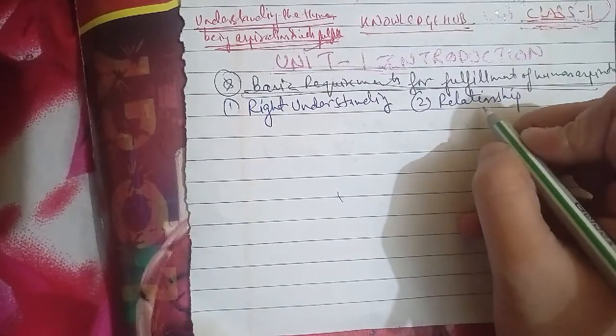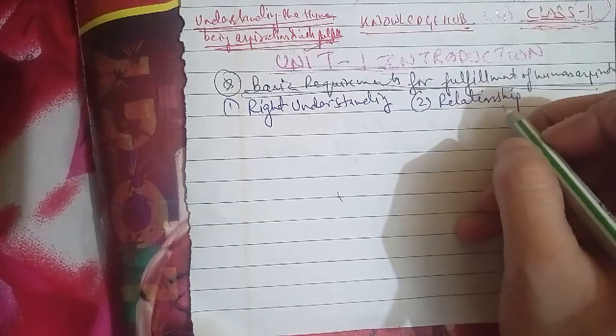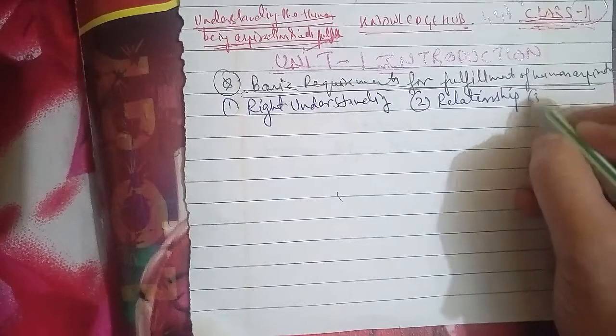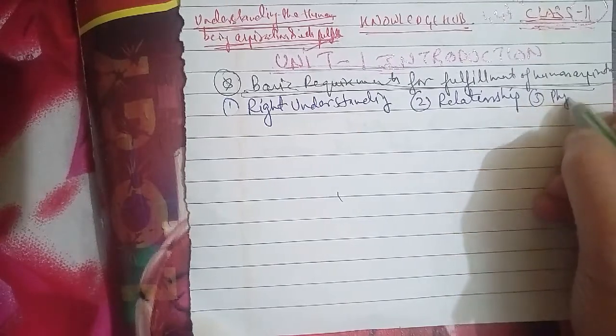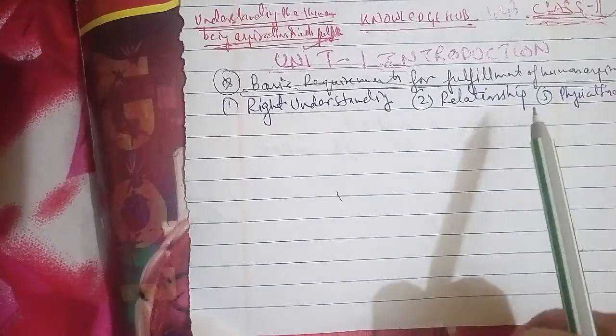The third we have is physical facilities. In physical facilities, food, clothes, shelter and protection are the basic needs of all human beings. We'll discuss another question that has arisen here: what are the 2 basic aspirations of any human being?